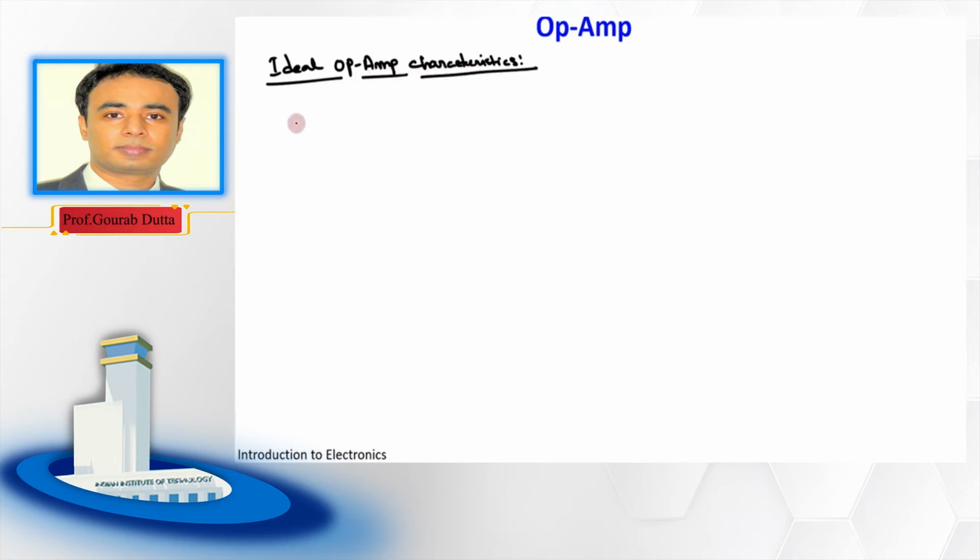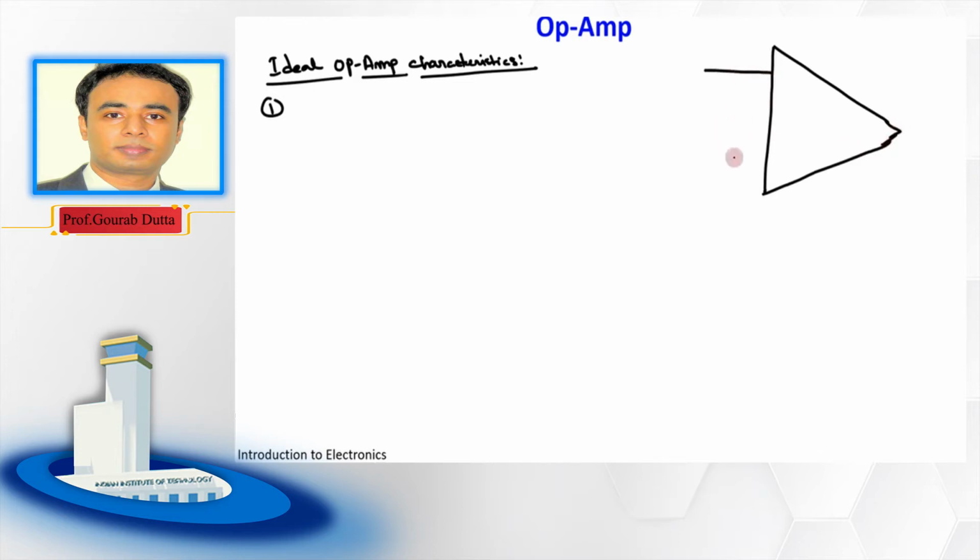So before we discuss each point one by one, let us first draw the equivalent circuit of an ideal op amp. So the op-amp ideal equivalent circuit is, let us draw it. It will take some space, so let us draw it in a bigger way.